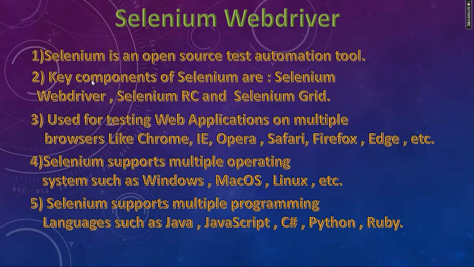So let's begin. The first point says that Selenium is an open source test automation tool. What do you mean by open source? Open source means free. So from now on, anyone says open source, you say okay, this is free. So this is a free test automation tool. What is a test automation tool?